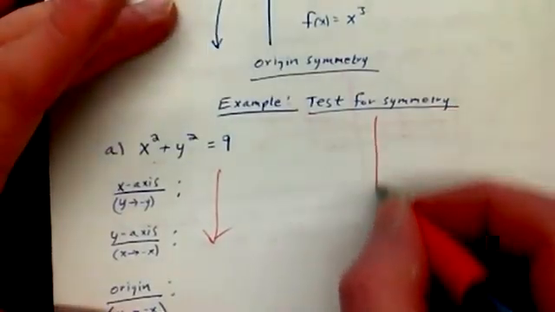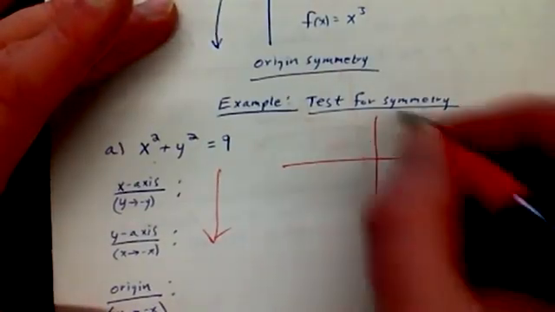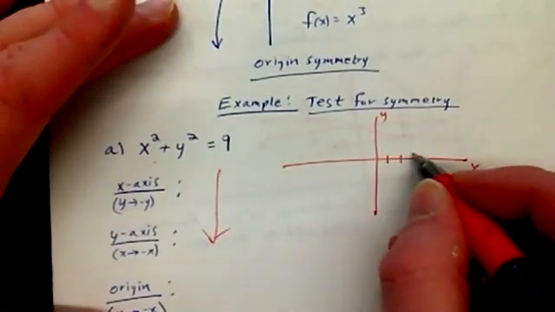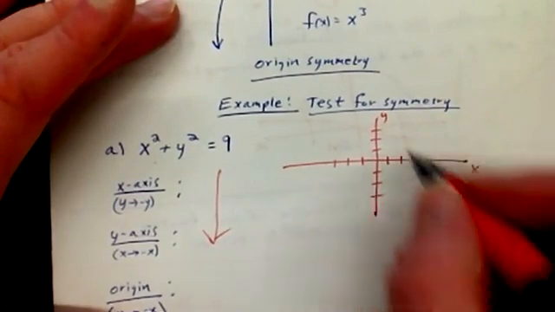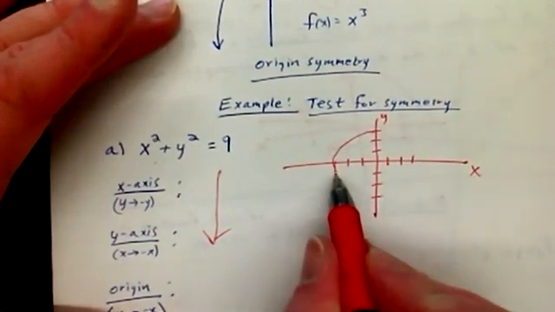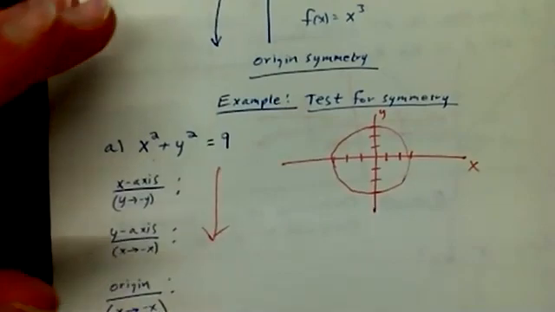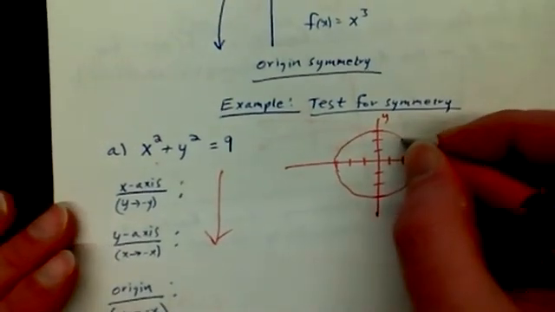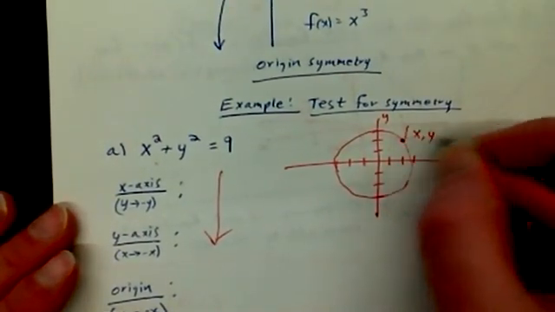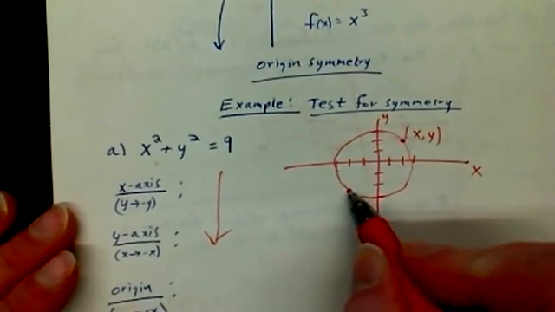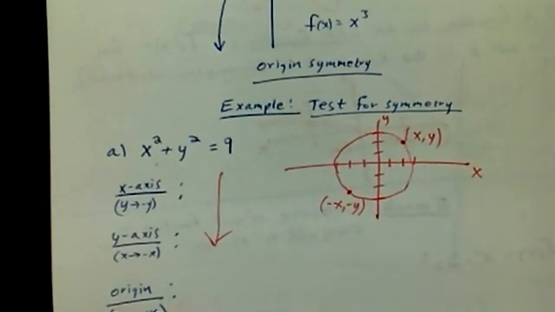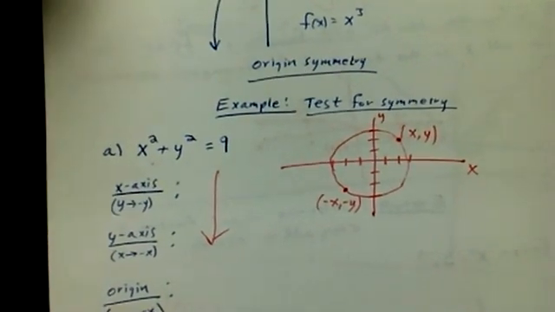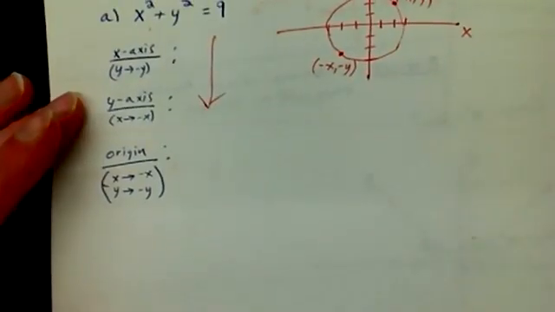Let's look at what this thing looks like. This is a circle with radius 3, centered at the origin, if you remember from one of our earlier sections. So it looks something like this. It's not hard to convince yourself, graphically anyways, that if x, y is on this thing, negative x, negative y is also on this thing. The key is it's centered at the origin, 0, 0. But let's check it algebraically to see if that's actually the case.